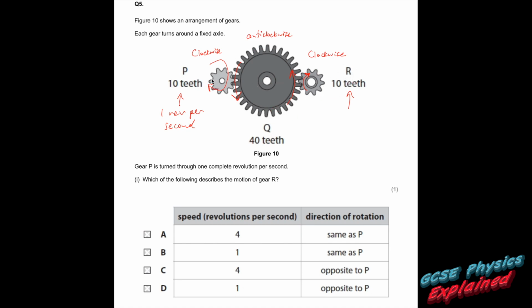Now because they've got the same number of teeth, if this spins round 10 teeth, which is 1 full revolution, that's going to spin 10 teeth, which will only be a quarter of a revolution because it's got 40 teeth. But this is going to spin 10 teeth, which is a full revolution. So 1 revolution, and that's going clockwise and that's going clockwise. So it has to be 1 revolution and it's going the same as P. So the answer is B.